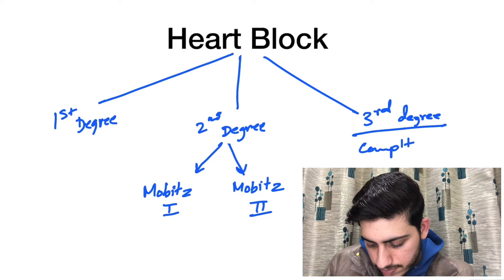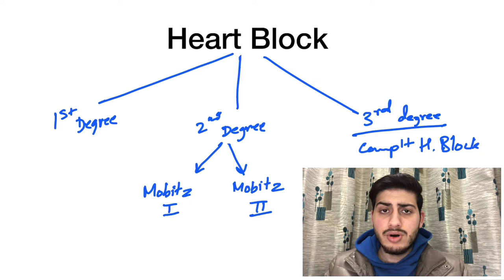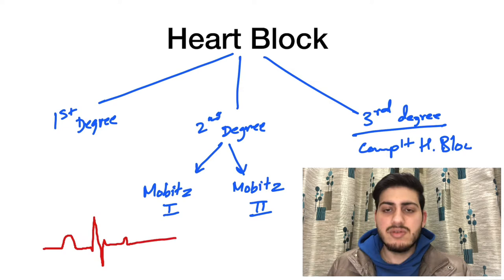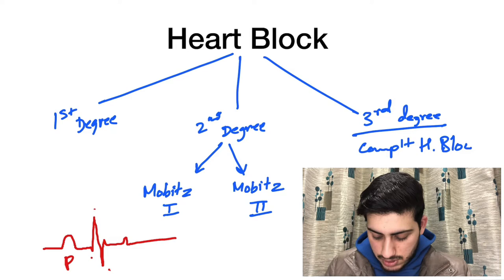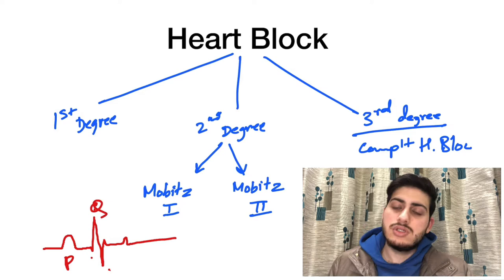Okay, now let's proceed with the story of the mnemonic. We are talking about heart blocks, so the story will obviously be a love story. We all know the basic order of an ECG. Here it will be P, and here it will be Q, R, and S, and this is called the QRS complex. I'm going to call this whole complex Q just for the sake of the mnemonic, so don't get confused.